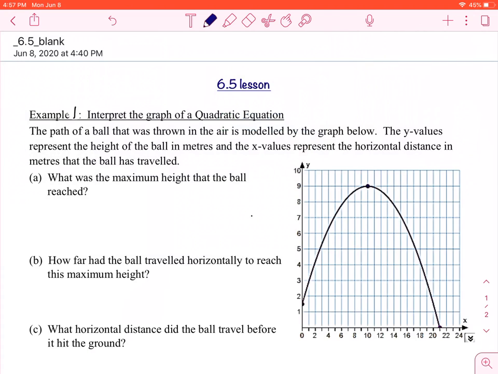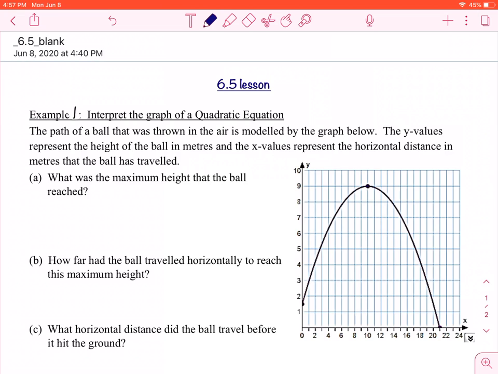So we're going to take all of our key points that we've done in the last couple of sections, such as vertex, axes of symmetry, zeros, y-intercept, maximum and minimum value. And we're going to see how that applies in a real world situation or in a word problem setting.